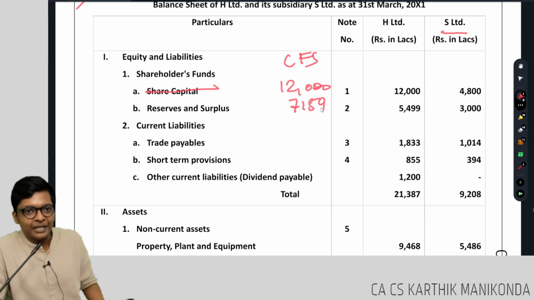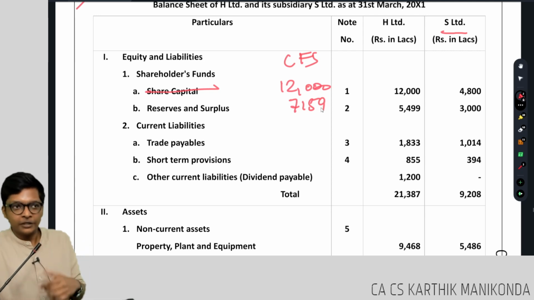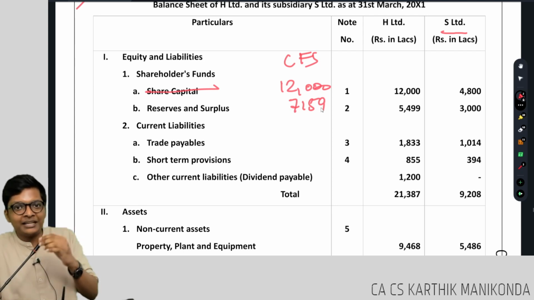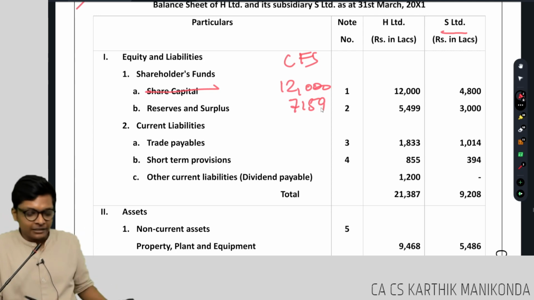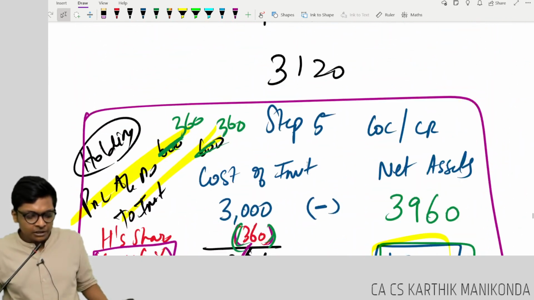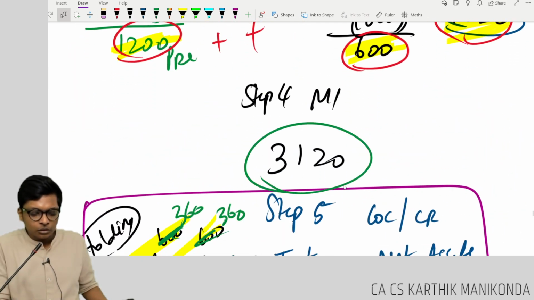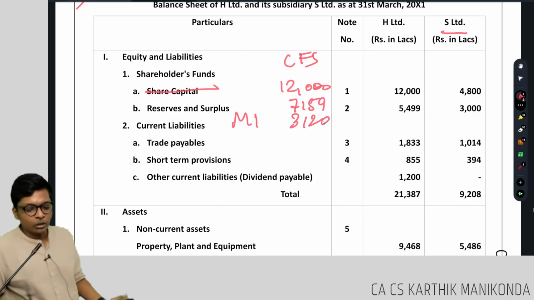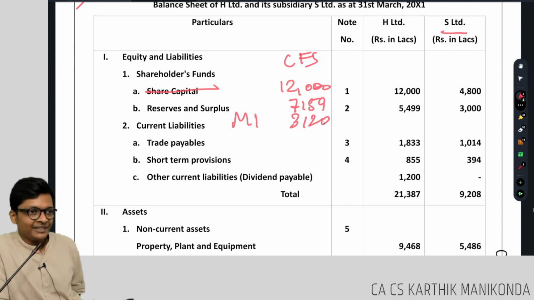Next, can I go to current liabilities? No. If you go to current liabilities, you're going to lose step marks. What should come before current liabilities? Minority interest. So I will write down here minority interest. Go to your steps. 3120. I am writing here 3120. Are you following, guys? Easy, huh?